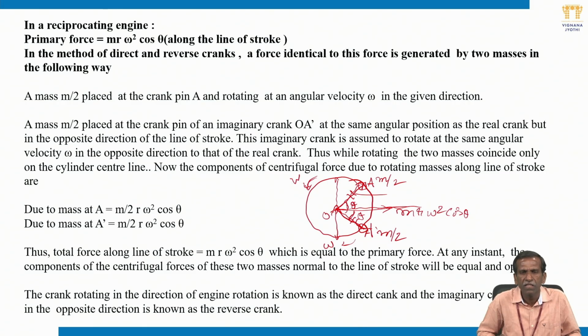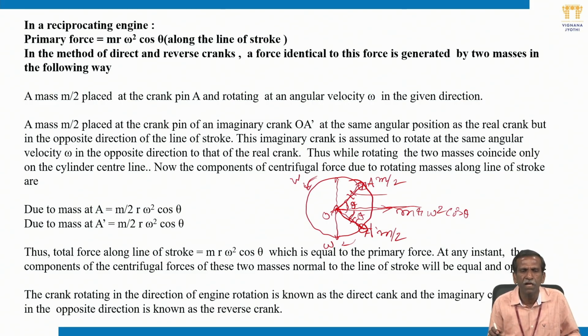Now the components of centrifugal force due to the rotating masses along the line of stroke are: due to the mass at A, m by 2 r omega square cos theta, and due to the mass at A dash, m by 2 r omega square cos theta. Thus the total force along the line of stroke becomes m r omega square cos theta, which is equal to the primary unbalanced force, and so it can be balanced.